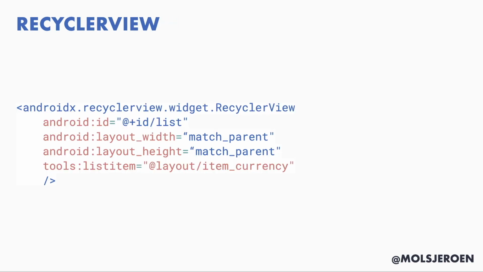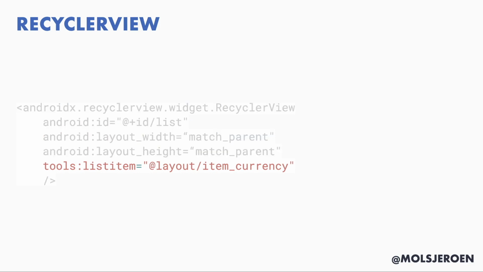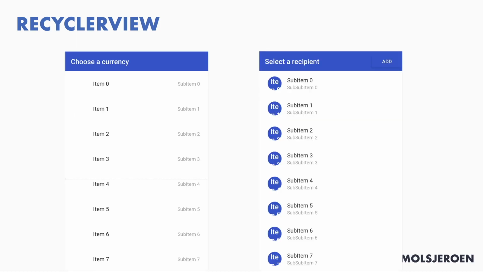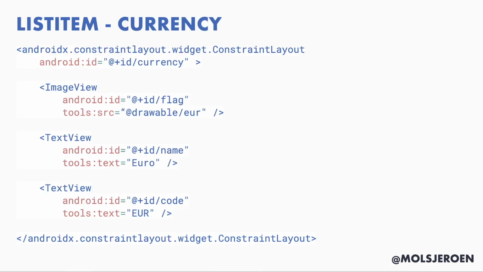And using this tools attribute, we can specify the list item that should be displayed. Just one line of code extra. But it makes our previews look quite a bit better already. Now at least we know both screens aren't identical. However, we are still missing quite a lot of information. Like, how is the currency actually being displayed? And it doesn't look anything close to the real screen yet either.